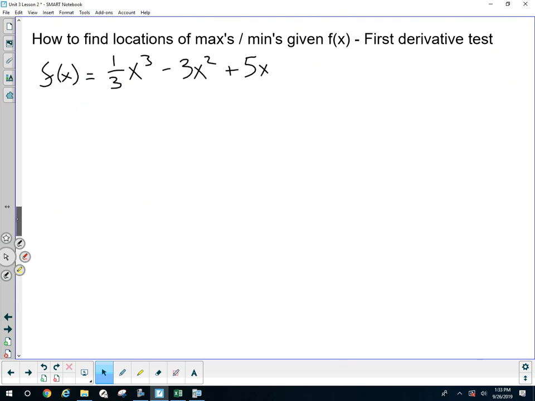All right. Now, I'm bored of doing all the work for you. You guys do some work now. This is a function. Please tell me where this function has maxes and mins.